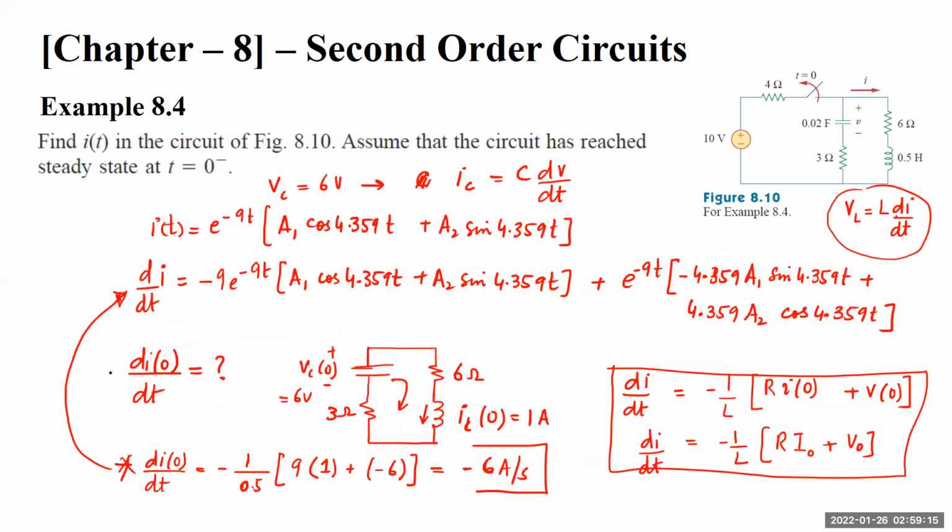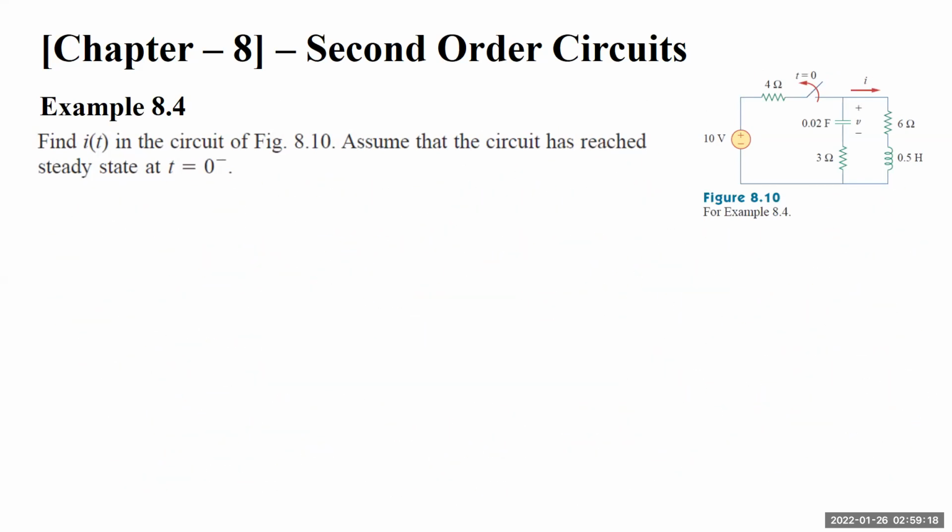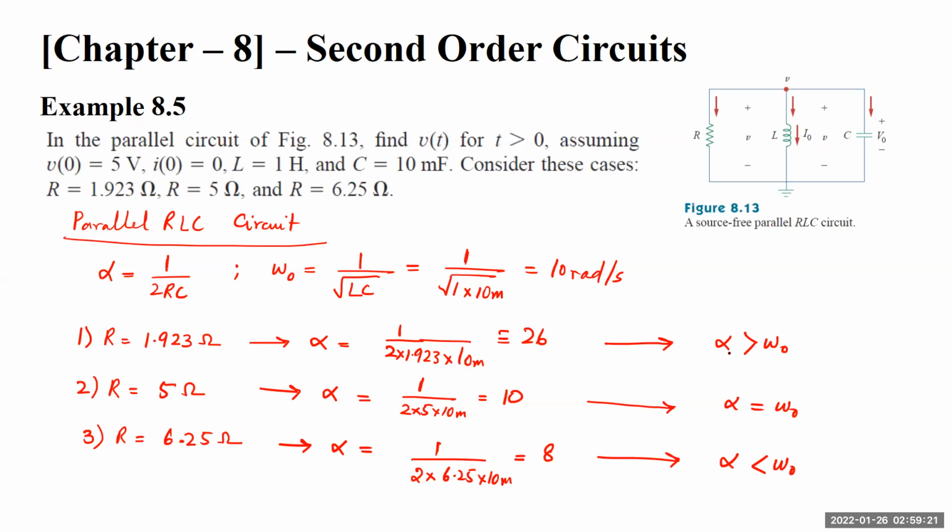So now, here we have the first case, alpha greater than omega naught. What will be the response type? We have an overdamped response. Alpha equal to omega naught, we have a critically damped response. And in the third case, alpha less than omega naught, we have an underdamped response, right?